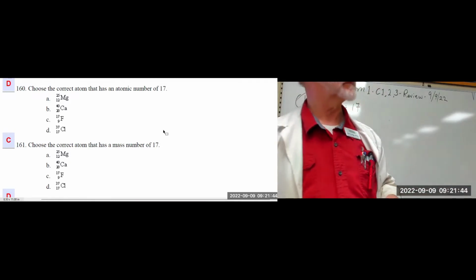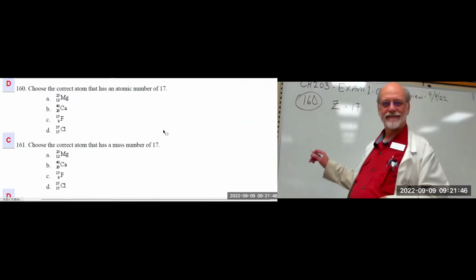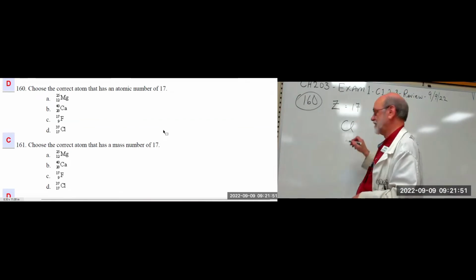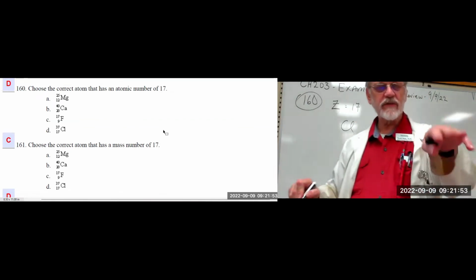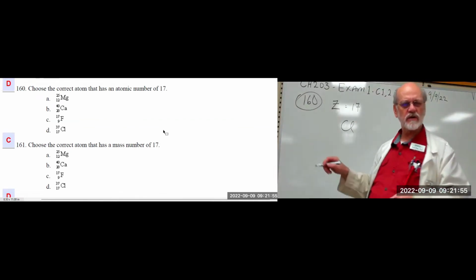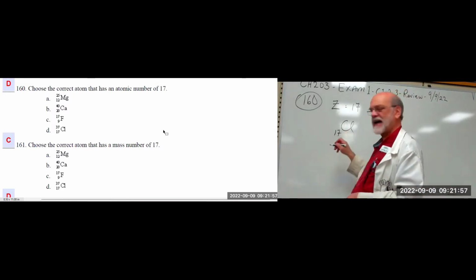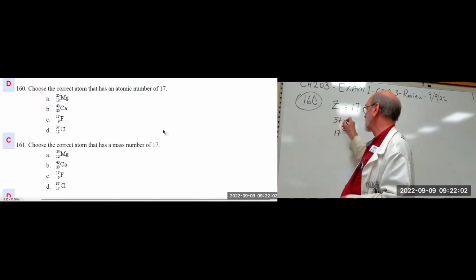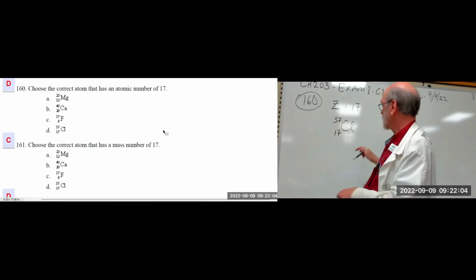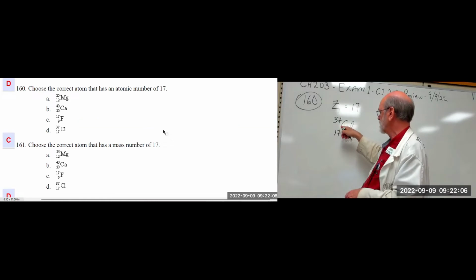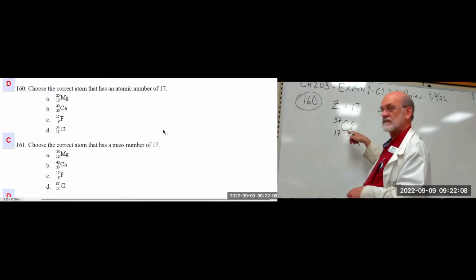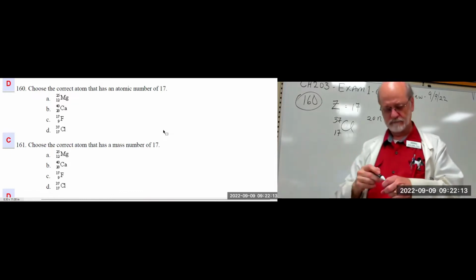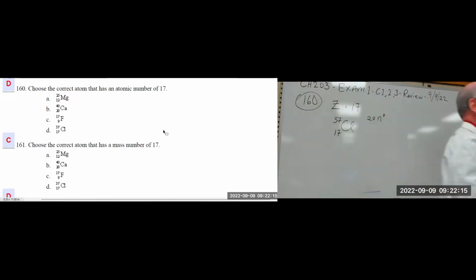Can you see the chart from there? Which one is it? Chlorine. Yeah. And there are no other chlorines in those selections. Let's check just to be sure. It says chlorine, and it also gives the mass number of 37. So how many neutrons would it have? 20, right? Is that reasonable for chlorine?